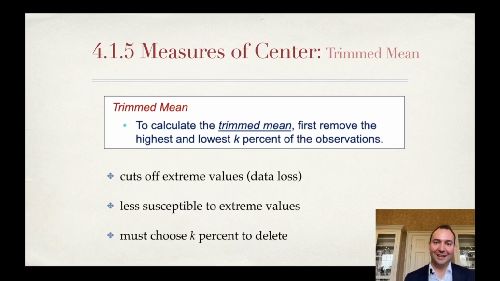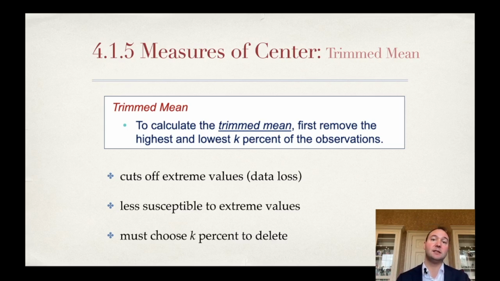A trimmed mean is very similar to the normal mean, except we're trimming off the edges of our data. So for example, to calculate the trimmed mean, we first remove the highest and lowest k percentage of observations. So let's say we are trimming our mean 10%. So let's say our k percent is 10. That means we're removing 10% of our highest and 10% of our lowest observations. This cuts off extreme values.